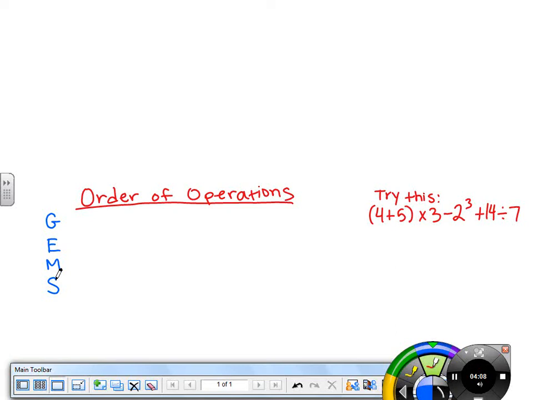So the order of operations is going to be like your gems, okay? The G is going to stand for grouping symbols. And what this means is the first thing you look for in any sort of big math problem that you have to calculate is any sort of parentheses or brackets, anything that groups an operation together. You can see those in our example problem around the 4 plus 5. That's what we would want to do first. So you literally go through the problem and you just do stuff that has parentheses around it first.